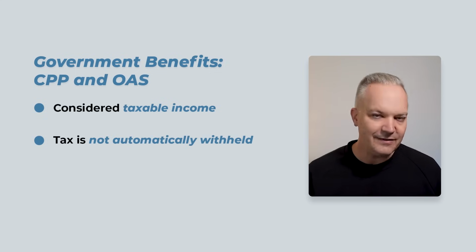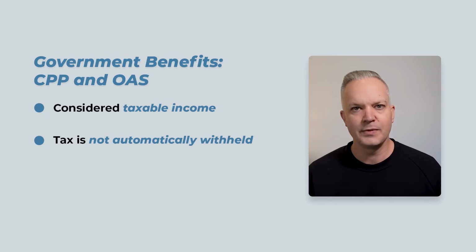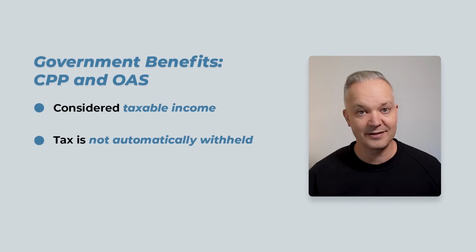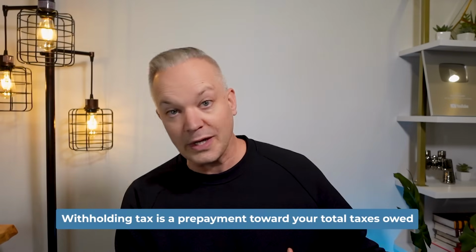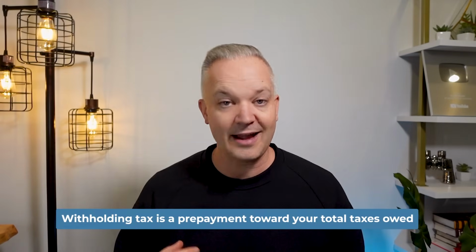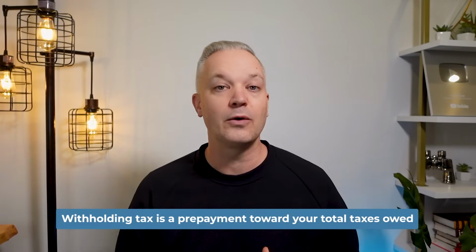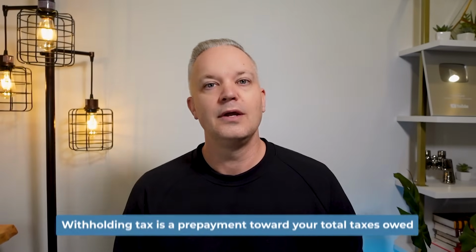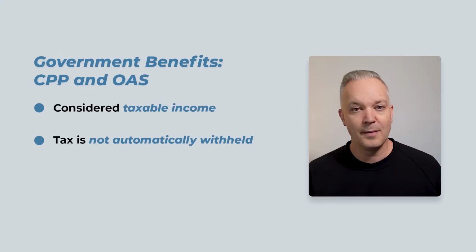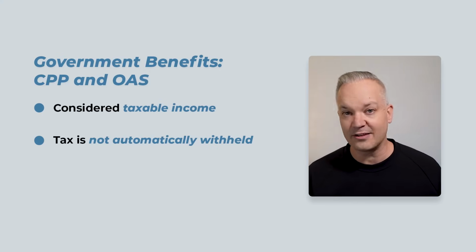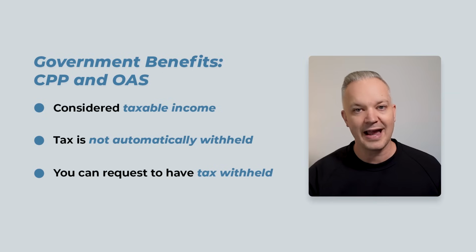Now, by default, when you start taking that income, there isn't necessarily withholding tax. Remember, withholding tax is just prepaying your tax, much like when you were an employee and your employer took off tax, remitted it to CRA. So at the end of the year when you did your tax return, you didn't owe a big tax bill. That's the same thing with withholding tax. It's just remitting some money to CRA. So your CPP and your OAS by default won't withhold any tax, but you can request to have tax withheld.